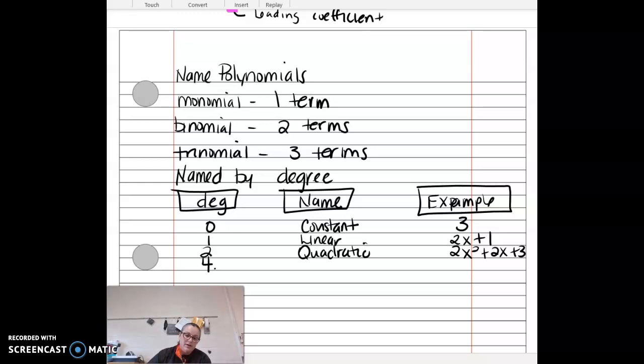4 degrees, quartic. Oops, I missed 3. Let's go back. All right, so 3rd degree would be cubic. So if I did 2x to the 3rd power, this is a polynomial. It's actually a one-term polynomial, so this is a monomial. The highest degree is 3, so it is a cubic. 4 would be quartic.